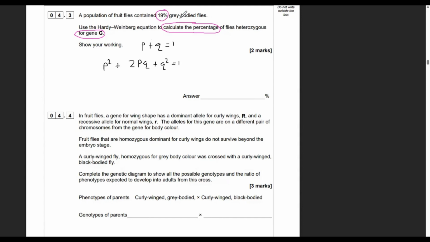You want to pause the video now and have a go at calculating this. All right, I'm going through the answers, so if you wanted to pause, you need to do it. So we've been told the phenotype, grey body flies, is 19%. Now we know the genotype for grey body flies is GG or Gg. When you look at this second equation, the p squared represents the homozygous dominant. It's up to you which one you give it, but I always make it homozygous dominant. And the 2pq represents the heterozygous. So we know grey is 0.19 as a decimal, which means we know that gg, homozygous recessive, is 0.81.